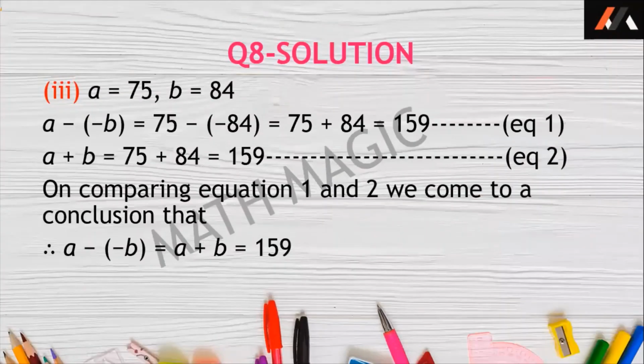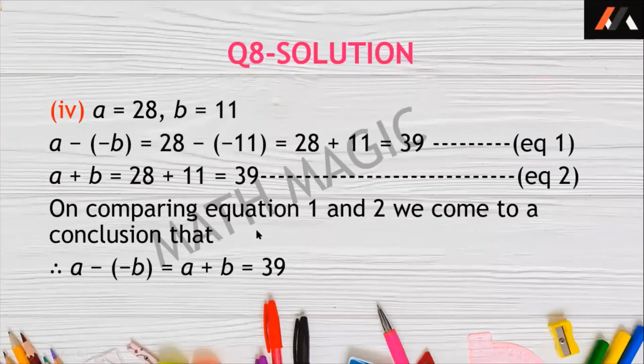Question 3. a equals 75, b equals 84. Just substitute the values. 75 minus (minus 84) is equal to 75 plus 84, which is equal to 159. Similarly, a plus b, 75 plus 84 equals 159. Equation 1 is equal to equation 2. Therefore, a minus (minus b) equals a plus b. Please know that the bracket represents a multiplication sign.